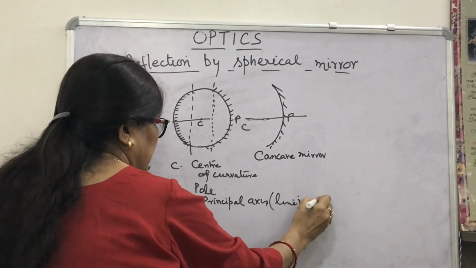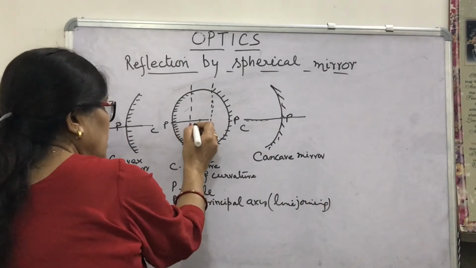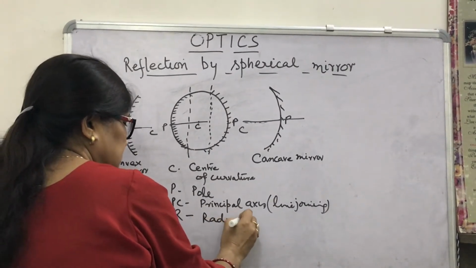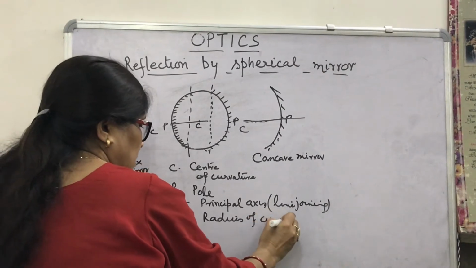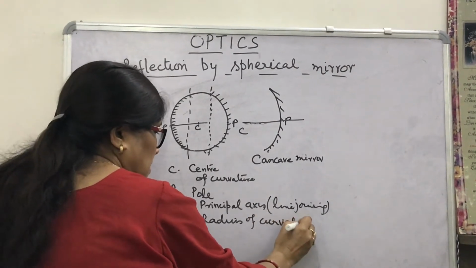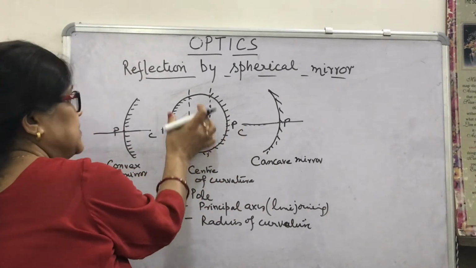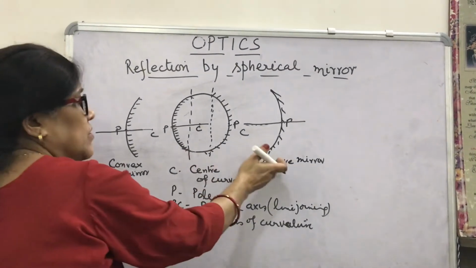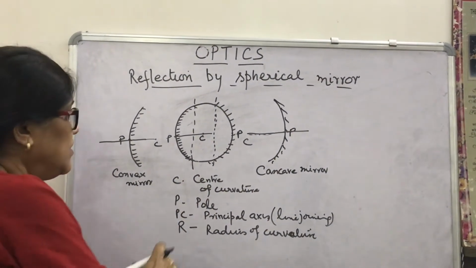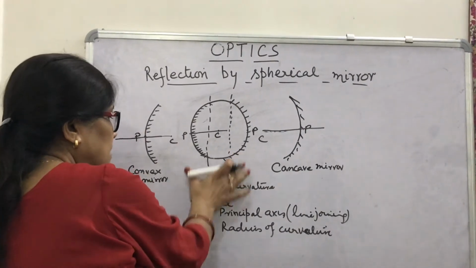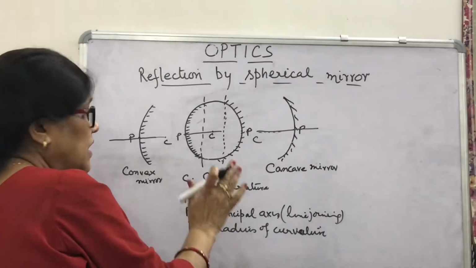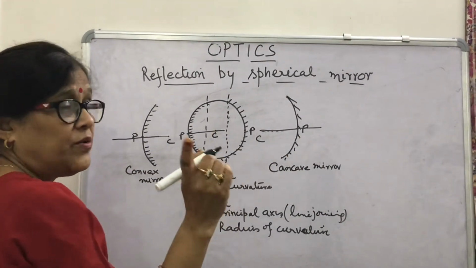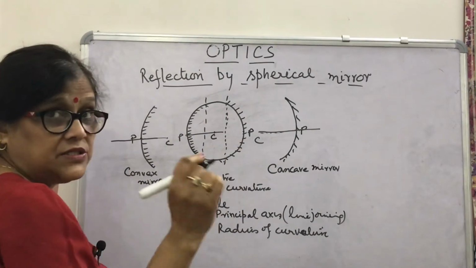So this line may be of any length, but the radius of curvature is defined as the radius of that glass sphere whose part is the convex mirror or concave mirror. These are the main terms. Besides knowing these, you should know one more term, that is called aperture.